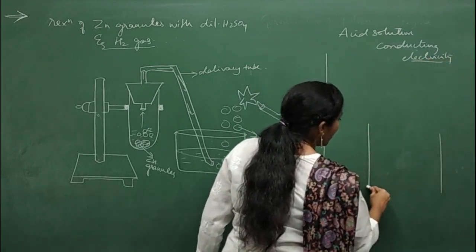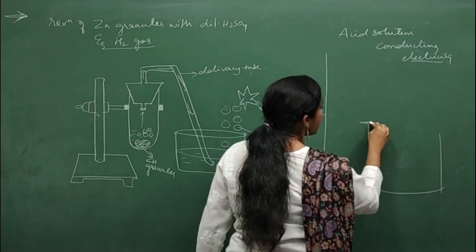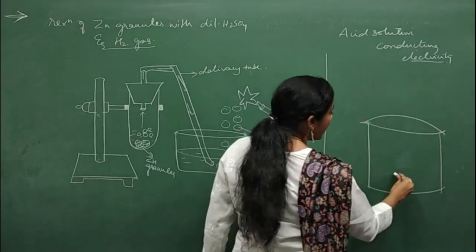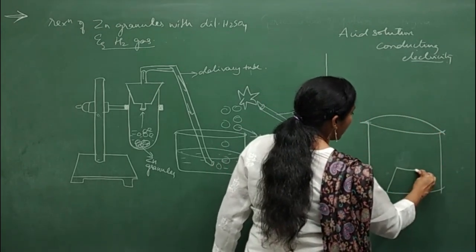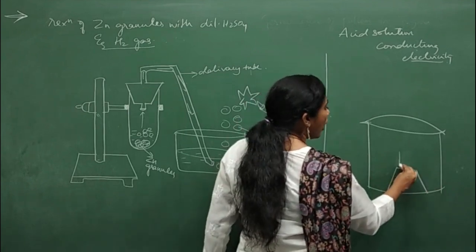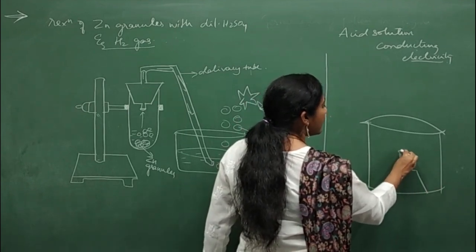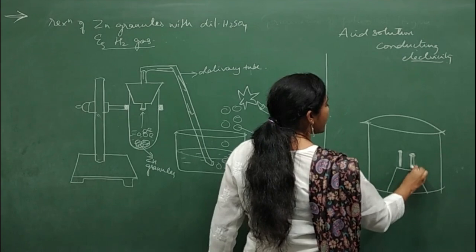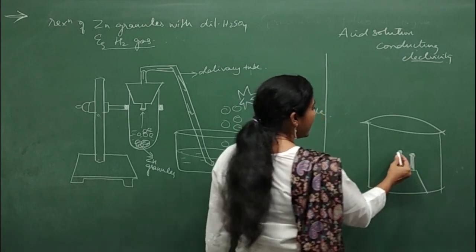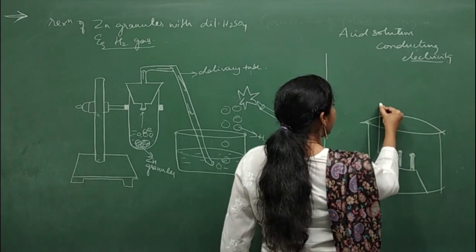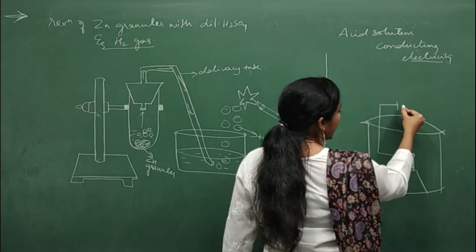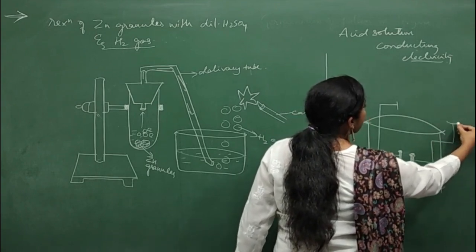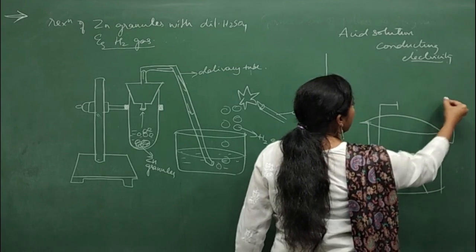You just have to show one beaker. This is a kind of beaker, and in the beaker you have to fix a cork. The cork will have two nails, one nail and another iron nail. The nails are connected to a battery. One nail is connected to the negative terminal, and the other nail is connected to the positive terminal.